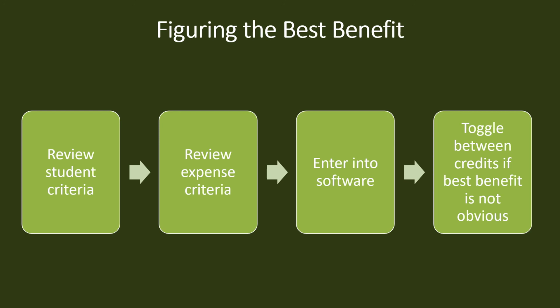And then what you're going to do is enter things into the education credit screen of TaxSlayer, and there's a toggle button there that helps you choose between credits. This is really helpful because there are some income limitations to which credits our students might be able to claim. So if you're unsure of where the best benefit is going to be, you can toggle and then go preview the return, and toggle back to the other one and preview the return and see where the best benefit is.